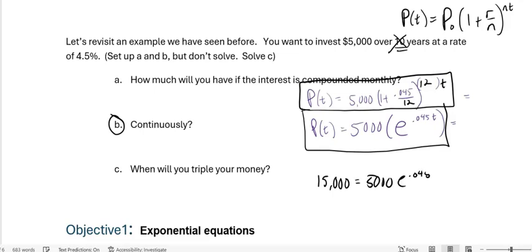0.045 t. Okay, now if I was solving this, the algebra, I would say, oh, this looks complex, so let's divide by 5,000. That's something we know how to do. And then we get the number 3, which kind of makes sense. 3 equals e to the 0.045 t. Okay, now here's the new part. This is an exponential equation. The variable is up in the exponent, right? So I'm going to have to learn a new technique to solve.